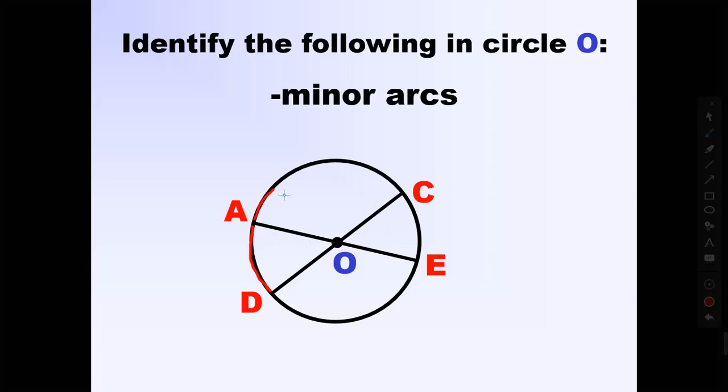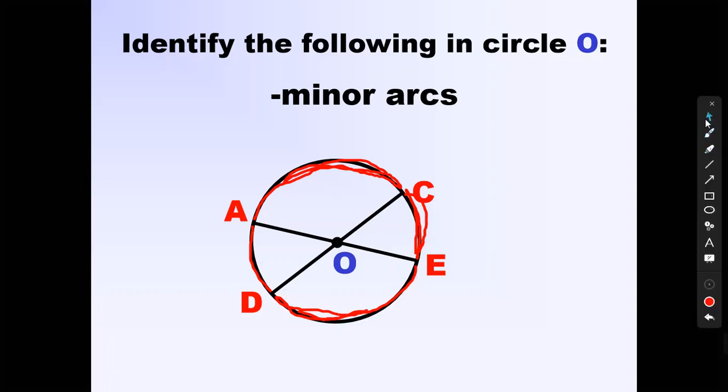As you can see, AC is also a minor arc. CE is also a minor arc. And the last one, DE, is also a minor arc. So these four are all less than 180 degrees, so they are all minor arcs.